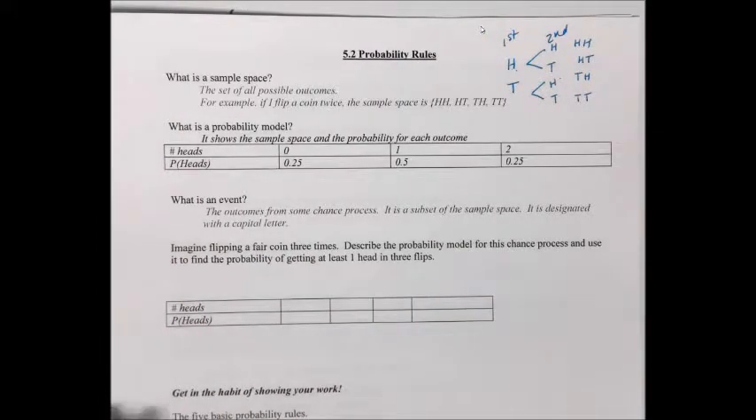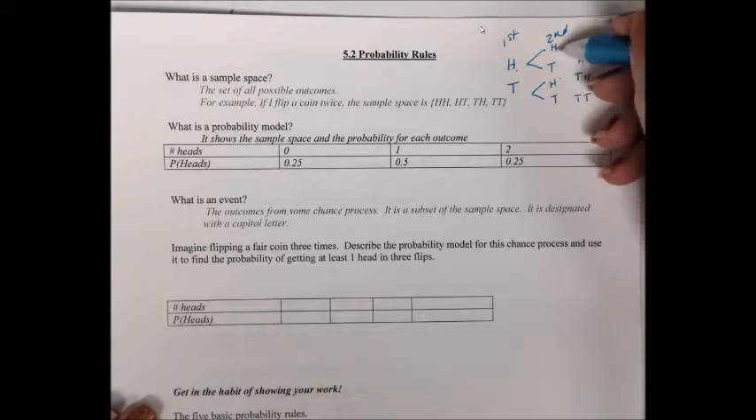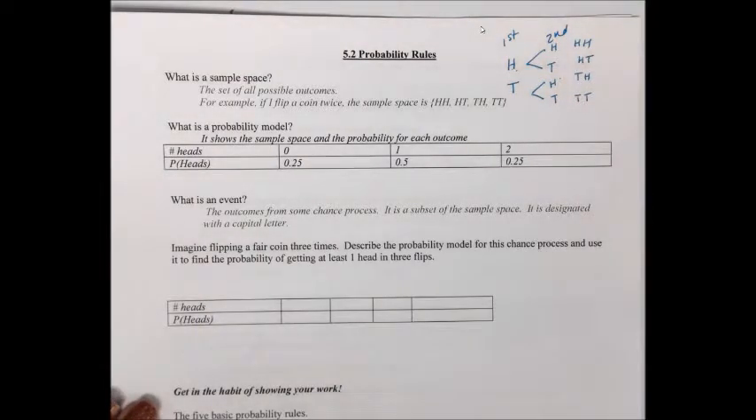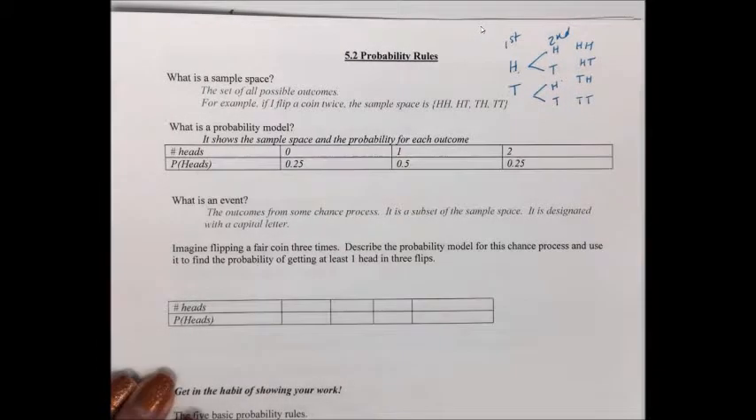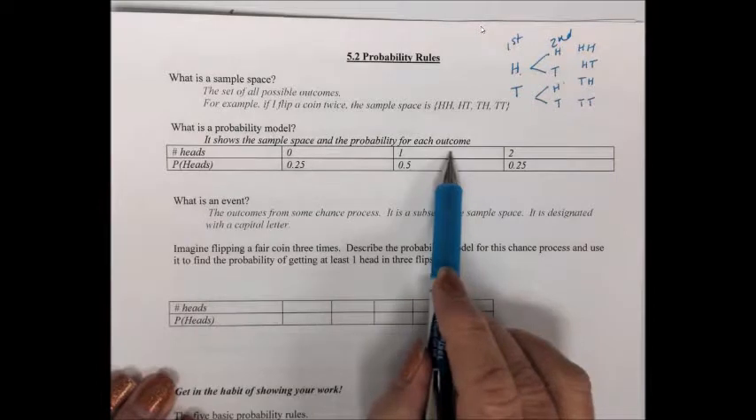If I wanted to do 3 tosses, I would have 2 more branches off of each of those. So 2 branches off of each of these, then I would have 8 possible outcomes for flipping a coin 3 times. The probability model shows the sample space and the probability for each outcome.